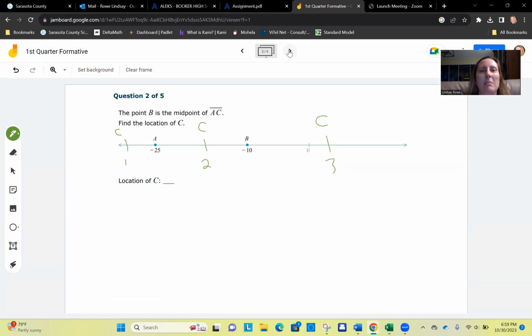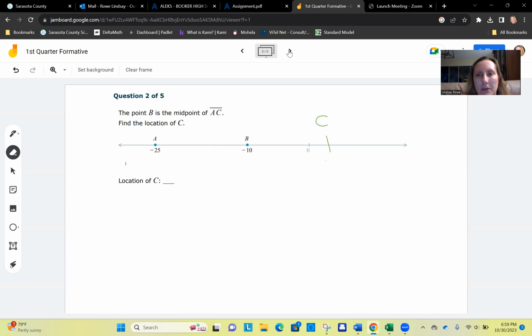Okay, so it says point B is the midpoint of AC. So this right here, point B, is in the middle, right? If B is the midpoint, then this can't be C, right? This can't be C. So let's get rid of those. They don't even make any sense, right? This is the only one where C is left at the midpoint. So it has to be over here.